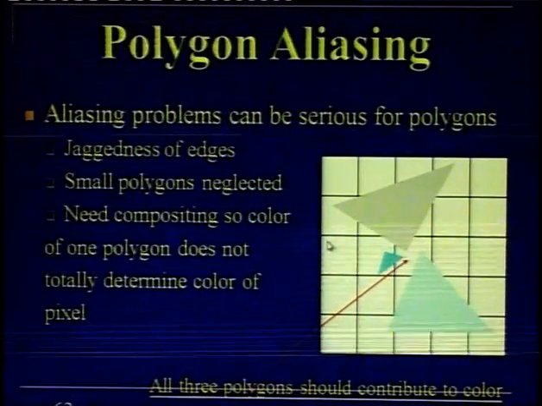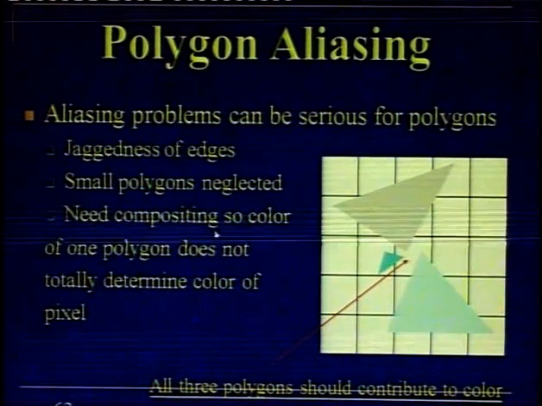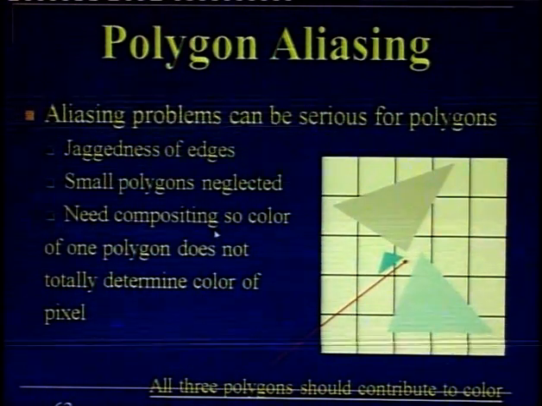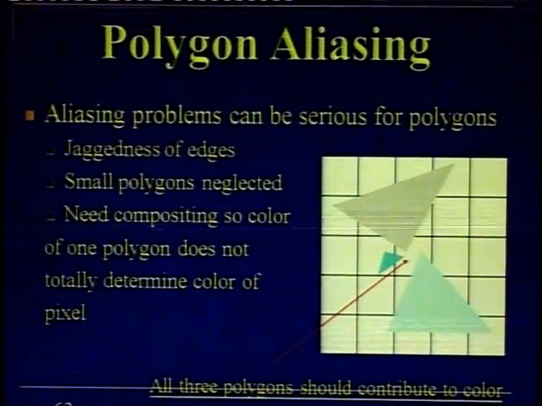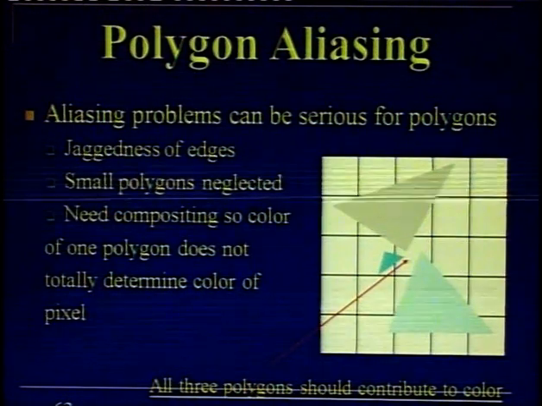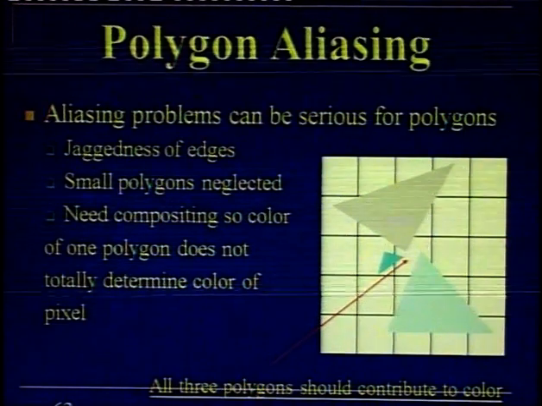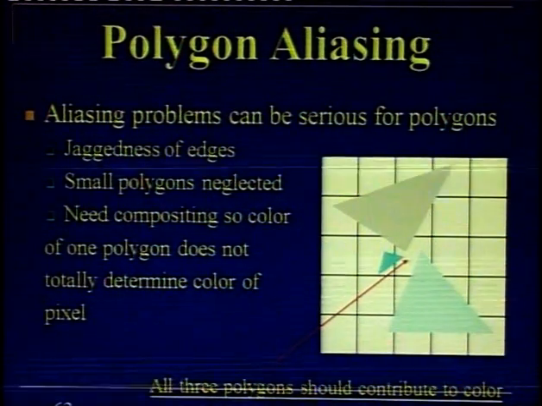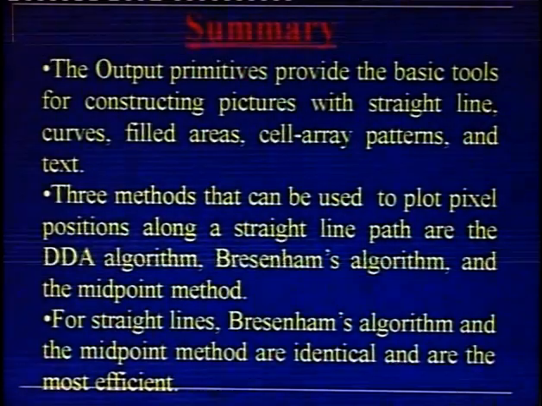Polygon aliasing is there. Aliasing effects include jaggies, unequal brightness, and sometimes the picket fence problem. All these problems come under the aliasing effect, and anti-aliasing is one of the solutions to this aliasing. This is the summary. Thank you.